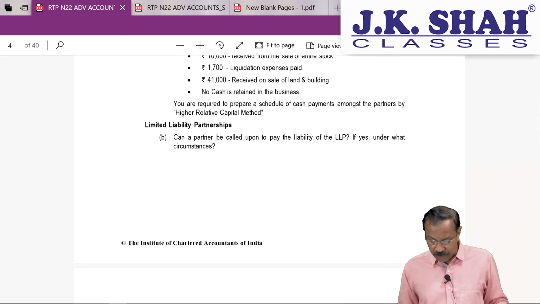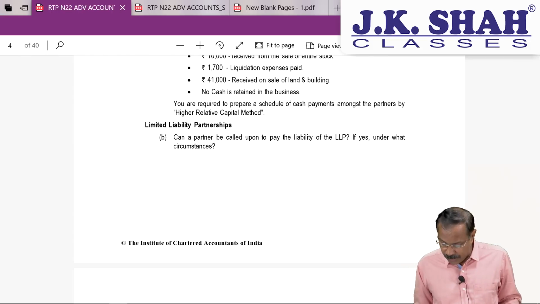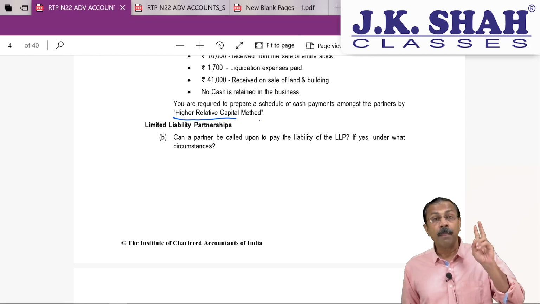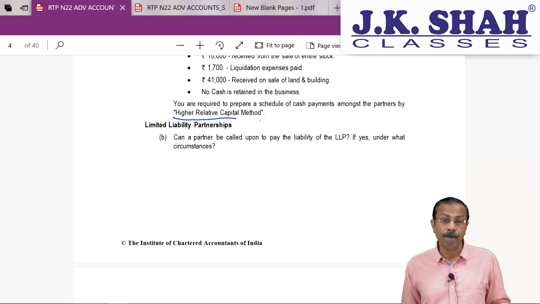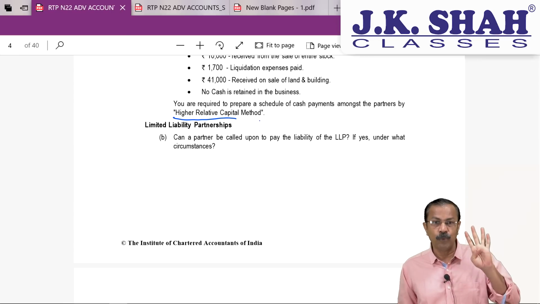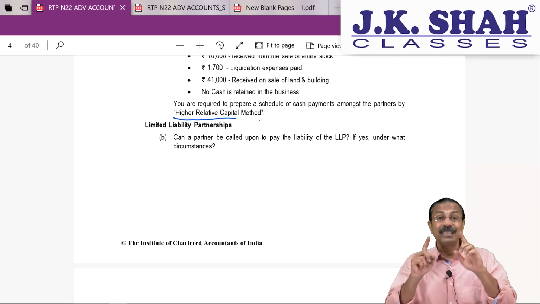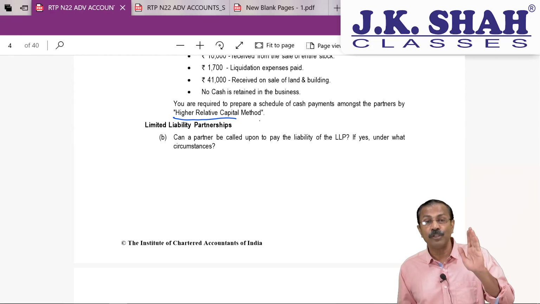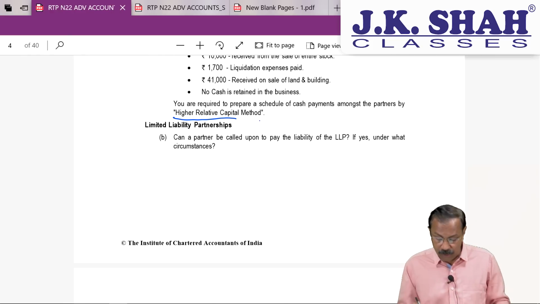You are required to prepare a schedule of cash payment among the partner by highest relative capital method, also known as surplus capital method, remember. Also known as excess capital method, also known as proportionate capital method. Same method, 4 names, remember. It's piecemeal distribution. It's a statement. You don't have to prepare realization account, partners, capital account and so on. No. It's a statement in a columnar form.